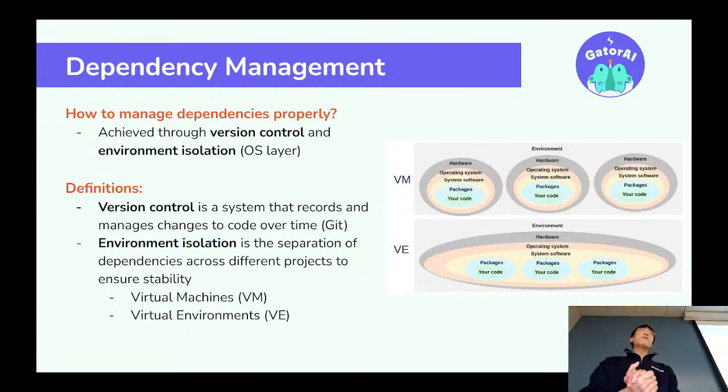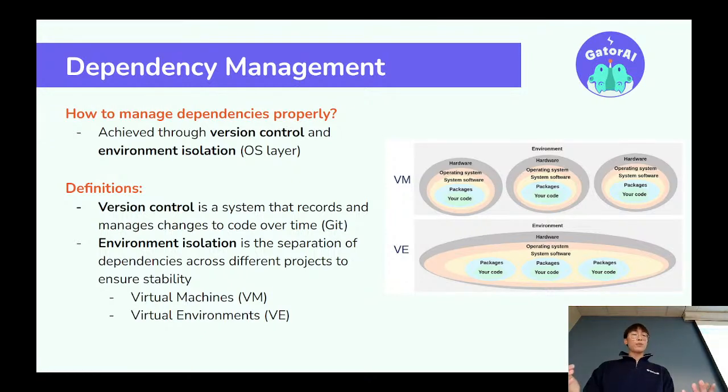It is achieved through two things, right? Version control, which we've stated before, and something called environment isolation. And once again, I stress that when we're talking about environment isolation, we're talking from the OS layer down, because you can technically isolate your hardware and all of the environments as well, but it's very difficult to do so, and sometimes it's even impossible, right?